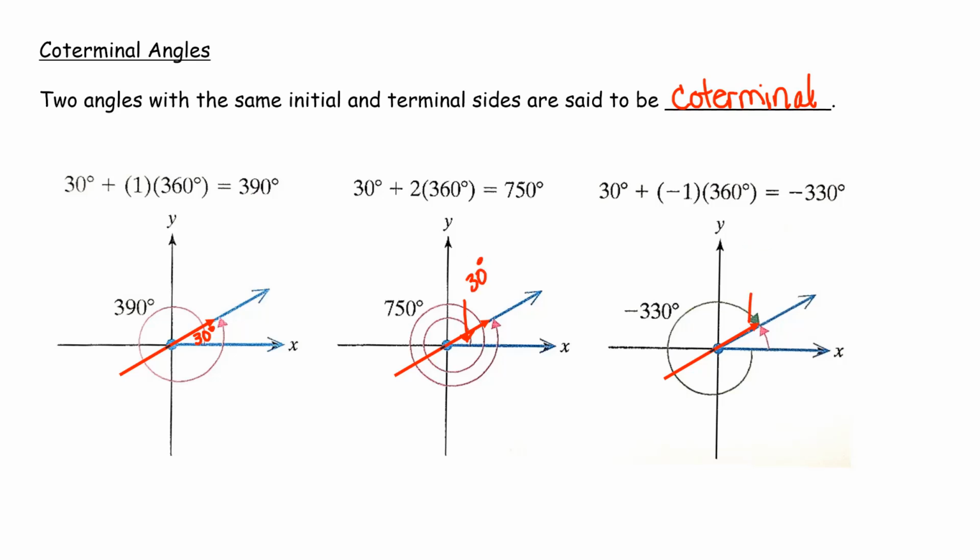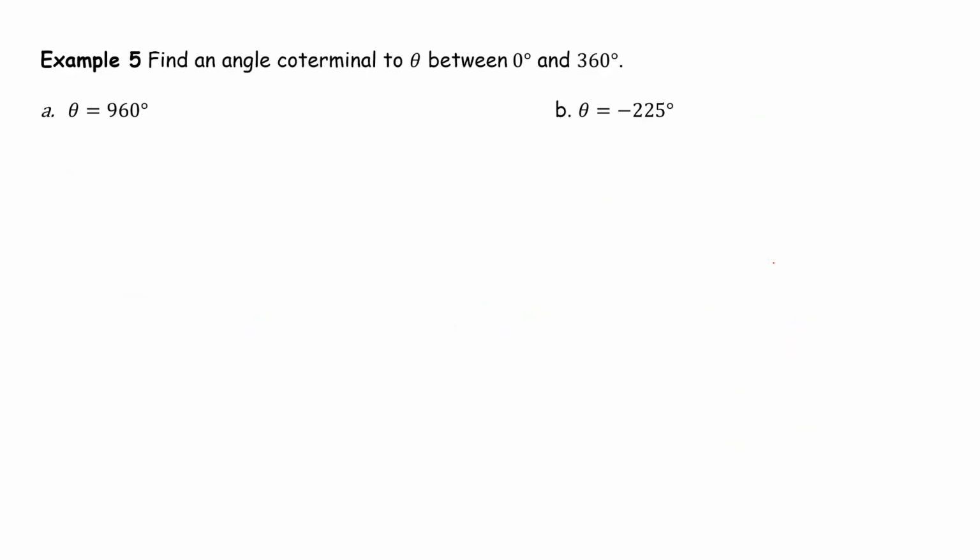And so what you find out is that you can write all of these measures. All of these measures are just 30 degrees plus or minus some multiple of 360. You can spin around as many times as you want to, but if you end up at that 30-degree angle, then you're coterminal with 30. So let's look at an example where we want to find the angle between 0 and 360 that is coterminal with the angle that we're given.